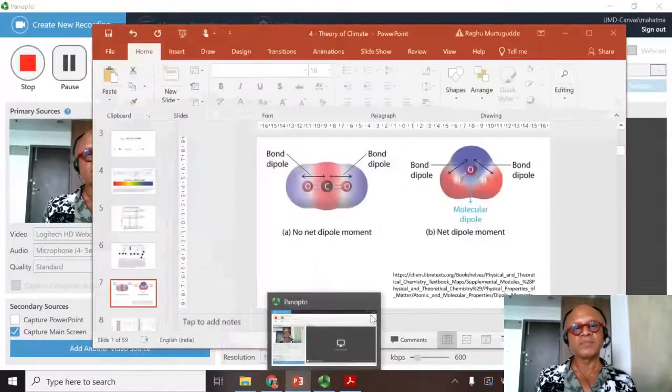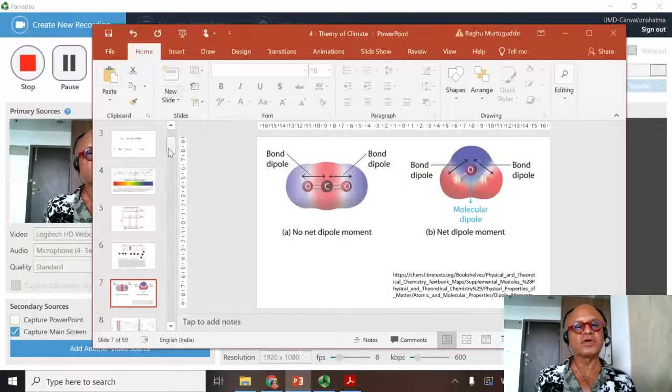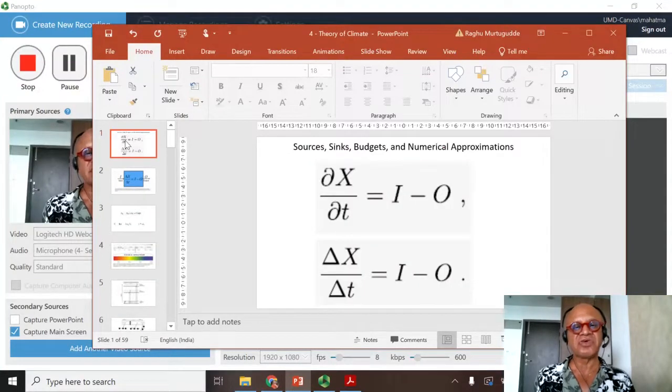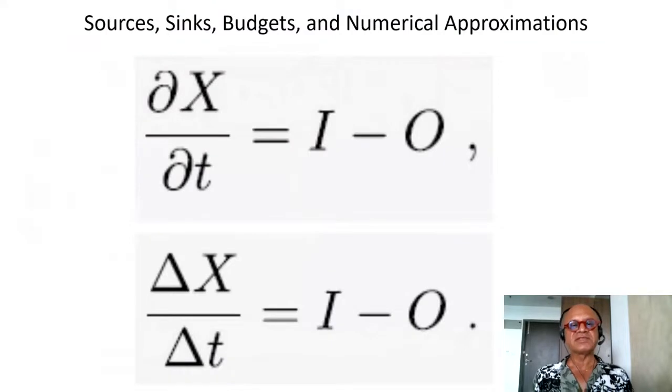Okay, so chapter 4 of this book is called Theory. Theory of climate. The biggest thing is to understand the forcing, where the energy for the system is coming from. Why do we need energy? Basically because we are moving things, right?